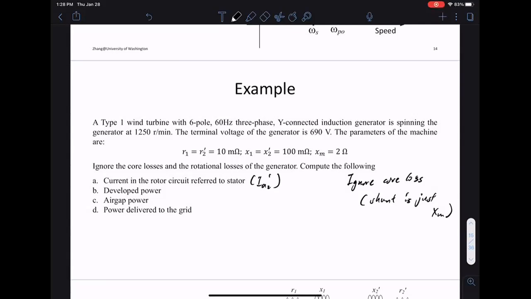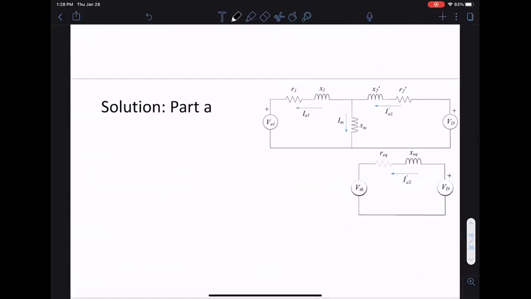So let's get started. The first part is basically to find what the equivalent circuit is. For all these problems, your first step is to figure out what the equivalent circuit is. For this question, we're including the shunt XM, so we need to use the full set of equations to figure out what the equivalent circuit is.